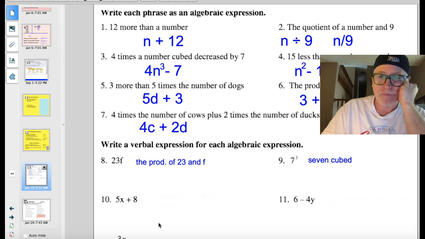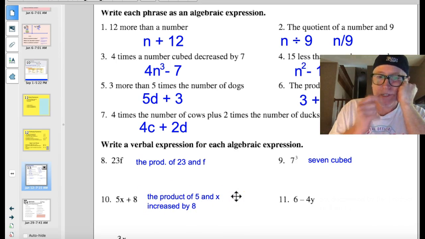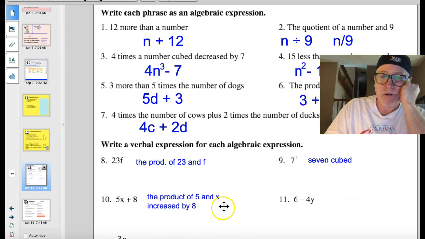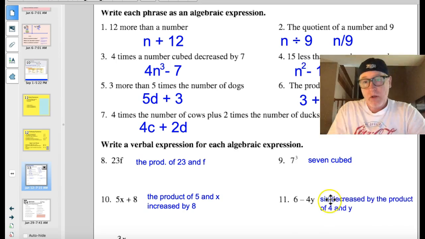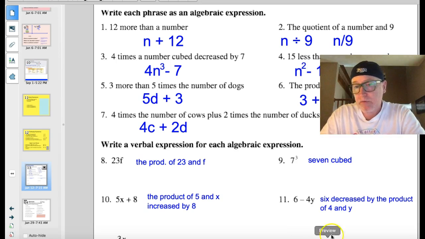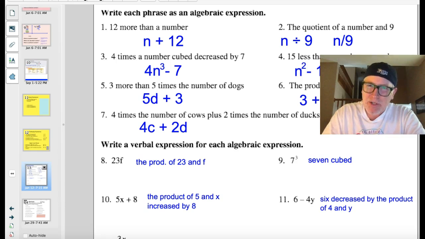Go ahead and try it. It will be the product of 5 and x, or 5 times x, increased by 8, or 8 added to that. You could do it that way as well. And this one here, kind of backwards, this is 6 decreased by the product of 4 and y, or 6 decreased by 4 times y. Again, there's different ways of saying it, but my goal is to have you use algebraic language.